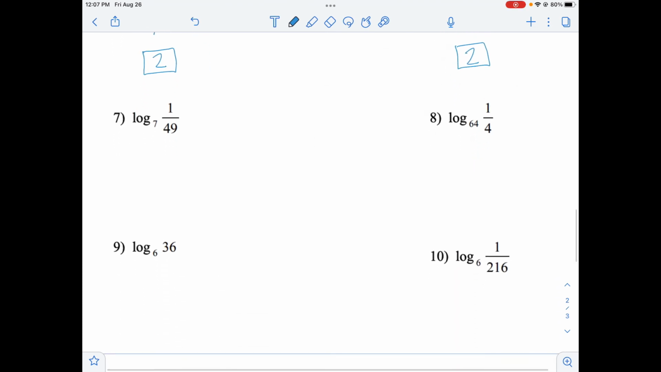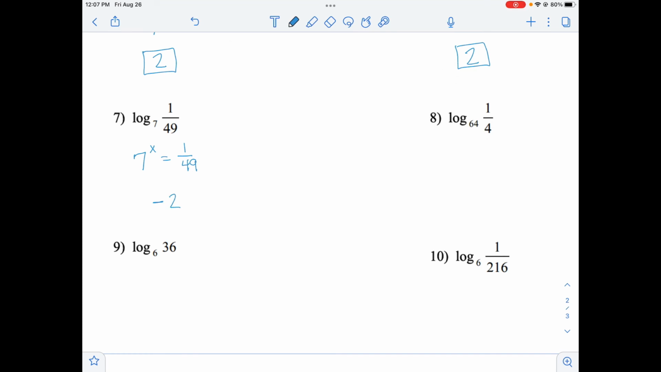So notice we have some fractions here, and we're going to do the same process. So we're asking ourselves 7 to what power gets me 1 over 49. To be able to become a fraction, I know that it's got to be a negative number. So then I think to myself, well, 7 raised to what power? 7 times itself, how many times can get me 49? Well, I know that's 2, so it would have to be a negative 2.